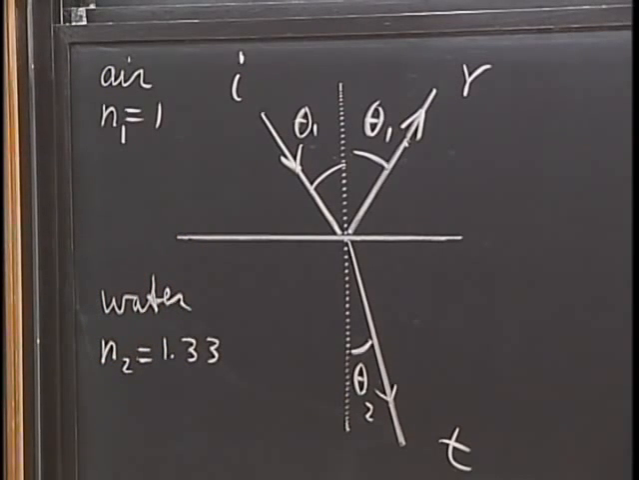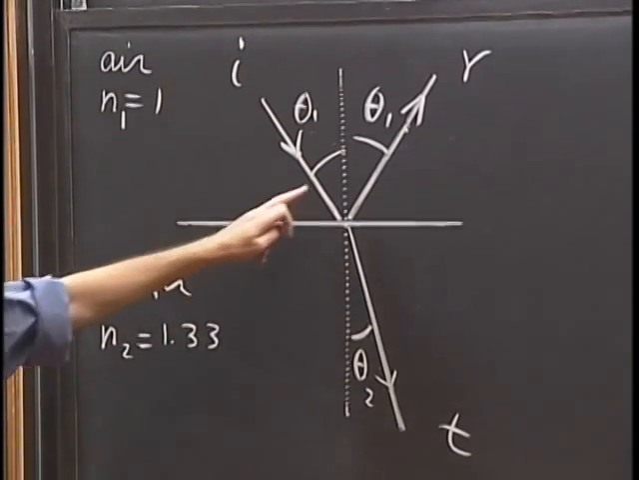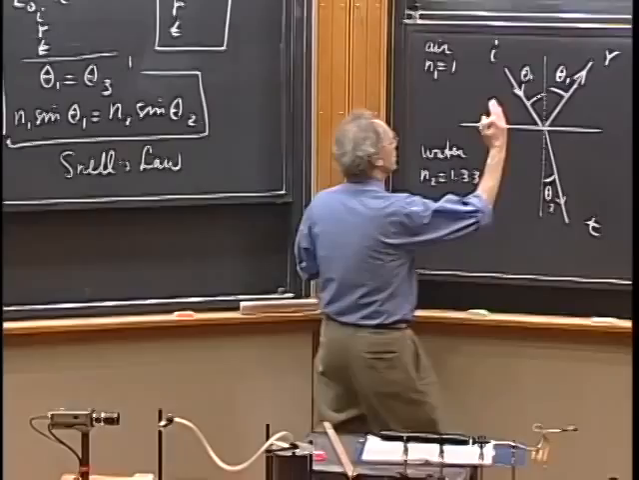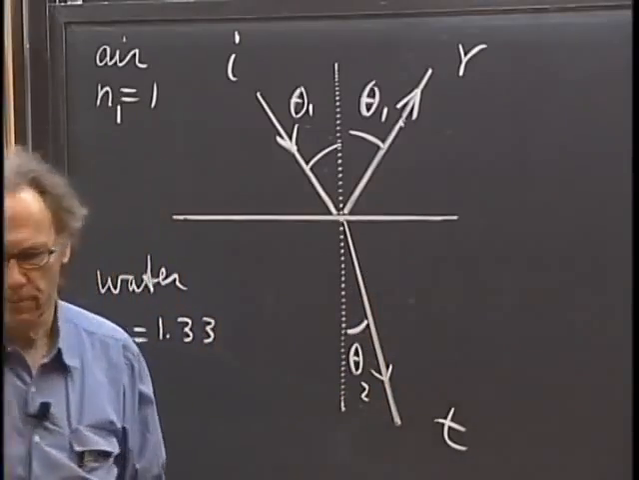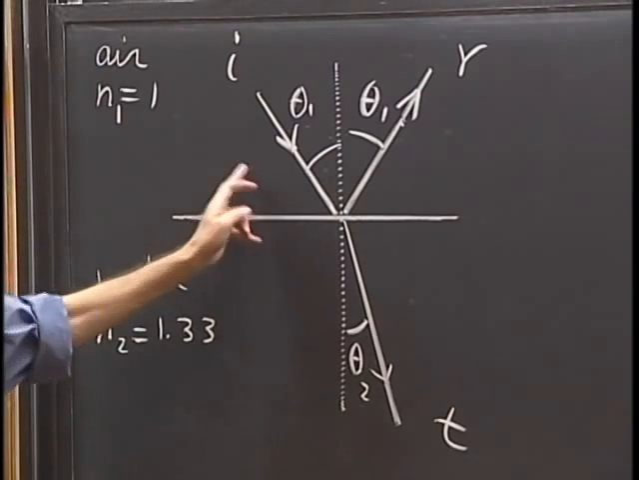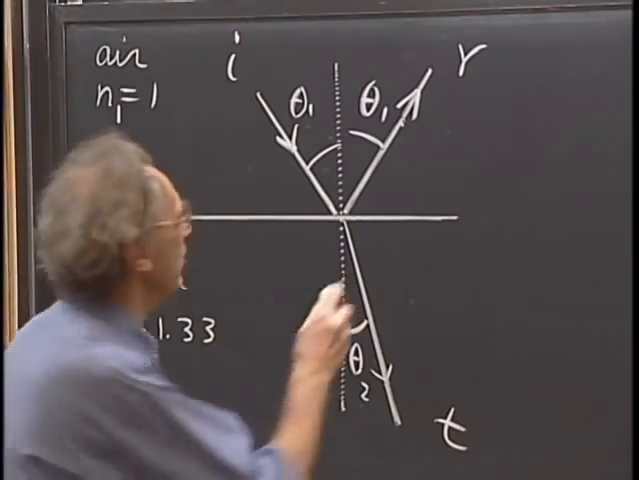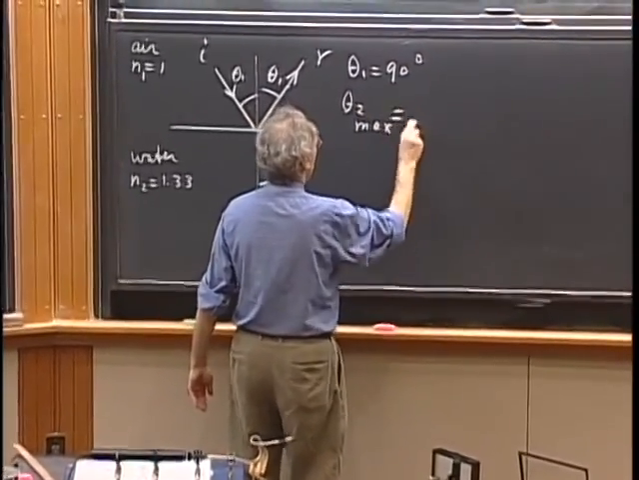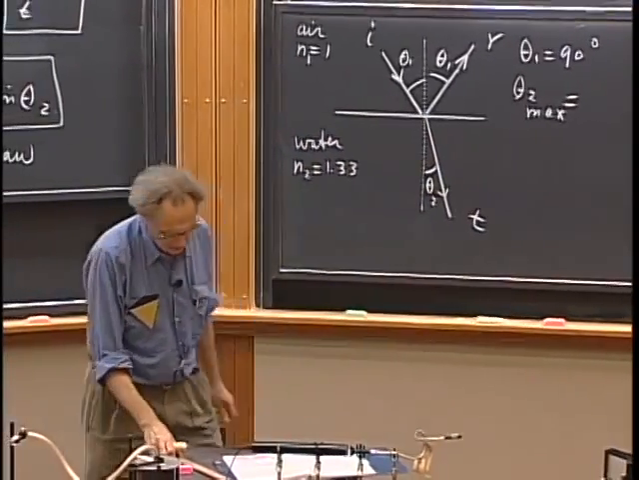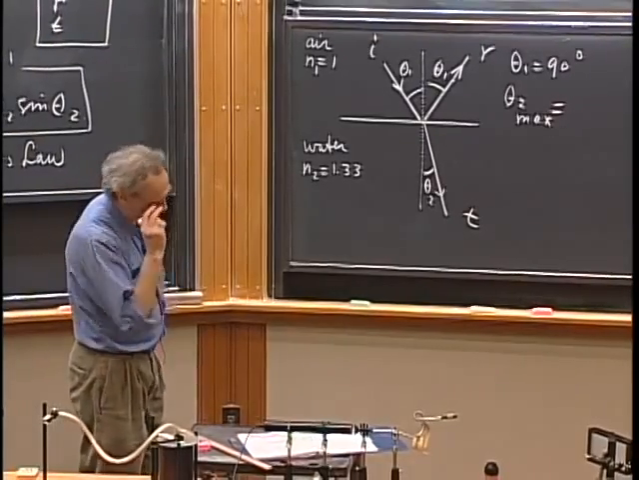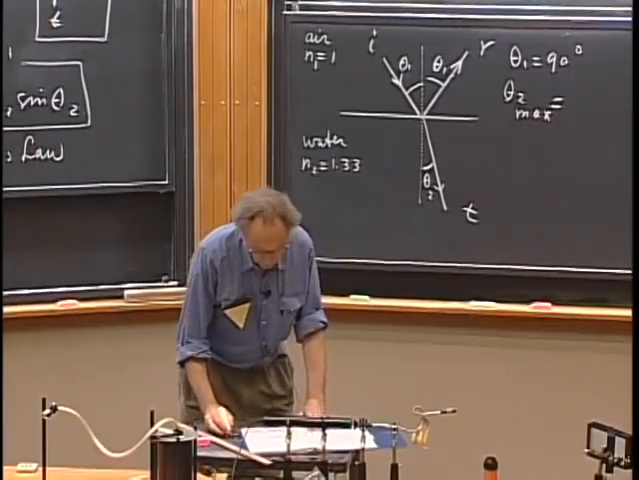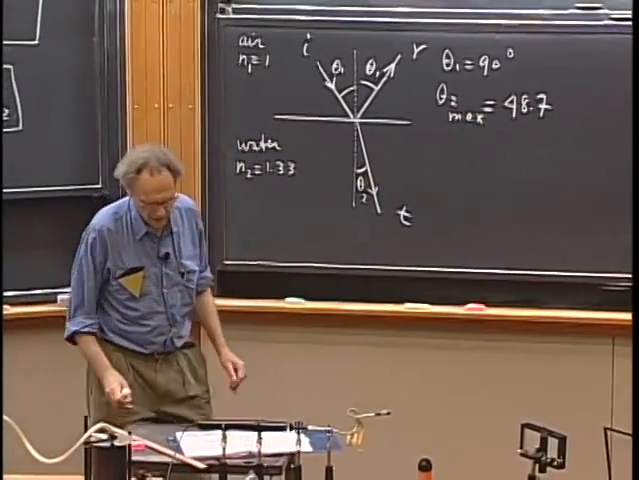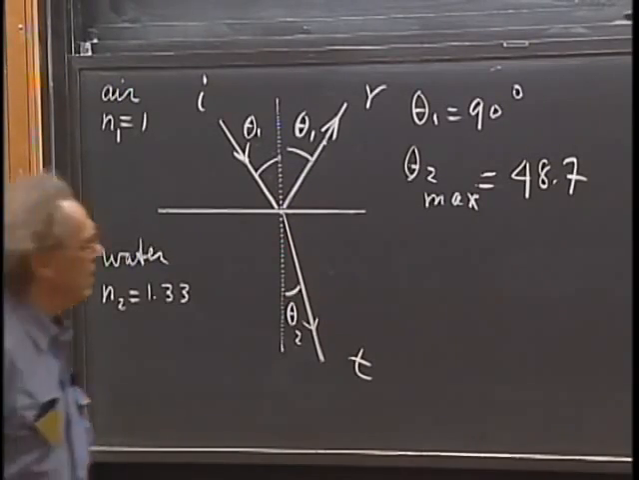And what you see here, and what I will demonstrate, it's not the most exciting thing, that if you increase theta 1, then you will see that theta 2 also increases. That follows immediately from Snell's law. So you make this angle larger, and so this opens up, and this angle also opens up. But what is interesting is that you cannot make theta 1 any larger than 90 degrees. And when you make theta 1 90 degrees, theta 2 has a maximum. And that maximum follows immediately, of course, from Snell's law. And in this case, the angle theta 2, which is the maximum value that you can have, is then 48.7 degrees. So that's the consequence of the indices of refraction the way I have chosen them. And I will show you that.